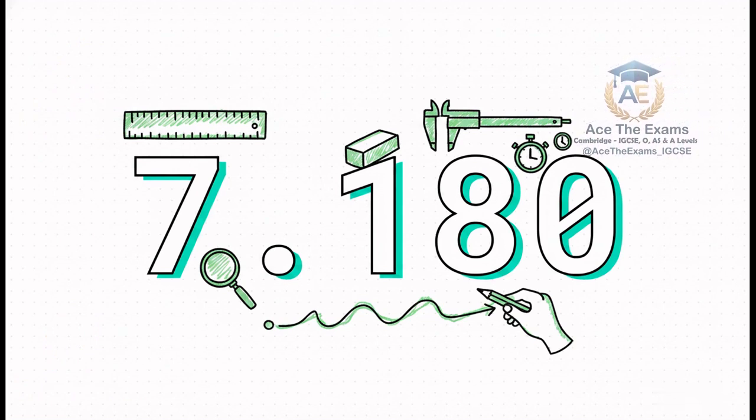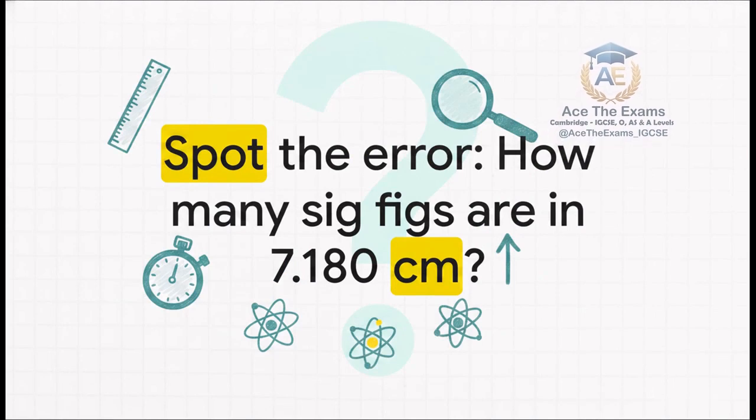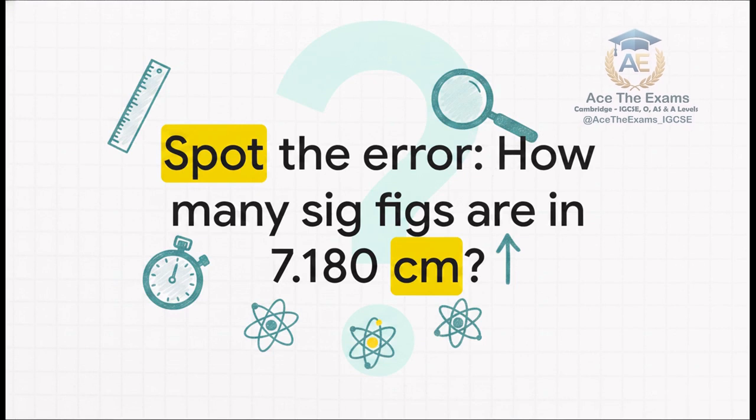Look at this length measurement from the source material, 7.180 centimeters. Looks incredibly specific, doesn't it? Pause and predict your answer right now. How many significant figures are there? If you said 3, you just fell right into the examiner's trap.